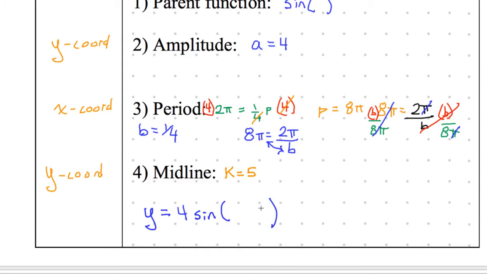Set up my parentheses. I need to do b times x. Well, what was my b? My b was 1/4. So I'm going to say 1/4 times x. You can write x divided by 4 or 1/4 of x. Both are correct. I'm just going to choose to write it this way so we can see what the value of b was. Then I need to say plus k. Plus 5. There is my final answer.